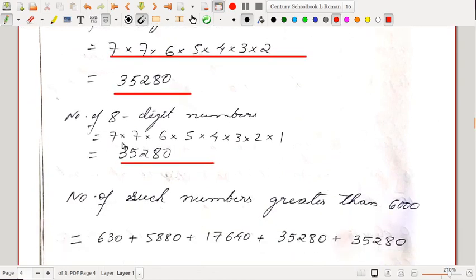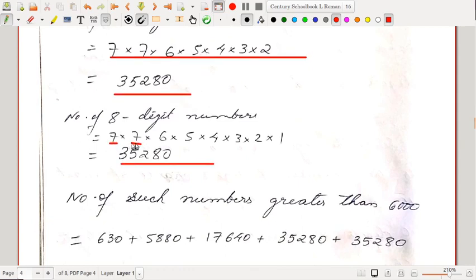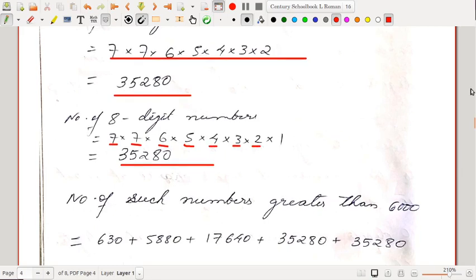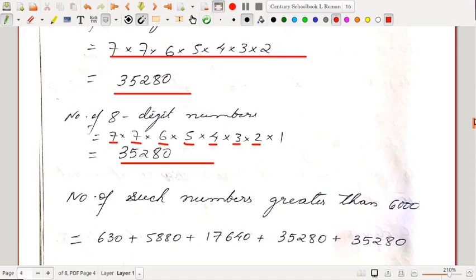In each of these I am just listing the possibilities for the places. The first place can be filled in 7 ways, because 0 cannot be placed. The second place can be filled in 7 ways, because out of the 8 digits we have already used 1 digit in the first place, so we cannot use that again here. So 7 options. For the next one there are 6 options, for the next one 5 options. The number of options is decreasing because there is no repetition of digits. So this is the number of 8-digit numbers which have the given properties.